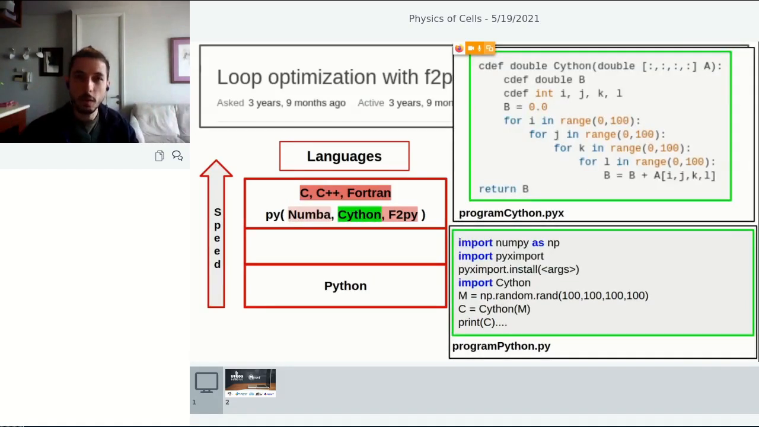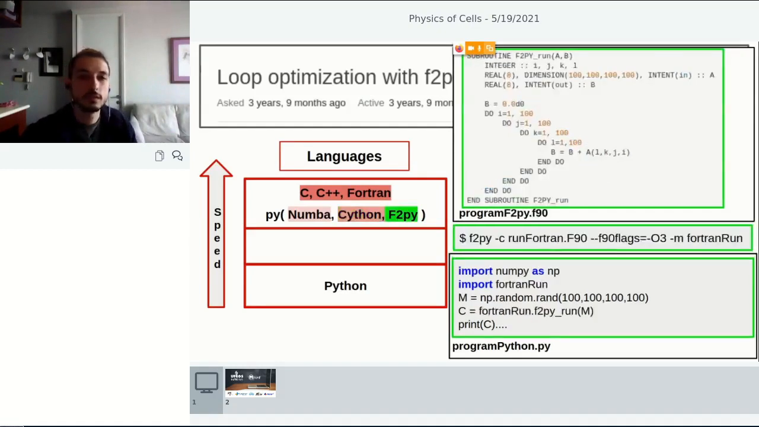So when you're talking about Numba and Cython, there's probably no reason why you shouldn't try this, because it's there. You know, if you know Python, you can use this. So why not? And then you have the F2py.